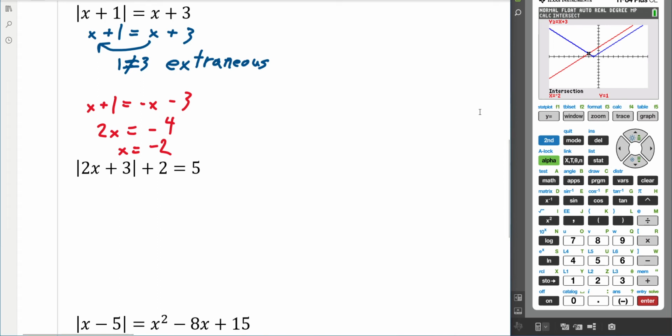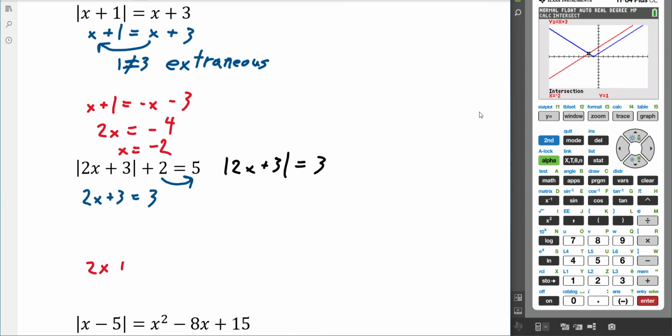All right, I'm going to go ahead and try this out. Pause the video if you haven't had a chance yet. So first thing we're going to do is move the 2 over. That's pretty easy to do. So 2x plus 3, and then if we move the 2 over, we have 3 on this side. Okay, so now we're going to have our two cases. Our first case is 2x plus 3 equals 3. And then our second case is going to be 2x plus 3 equals negative 3.